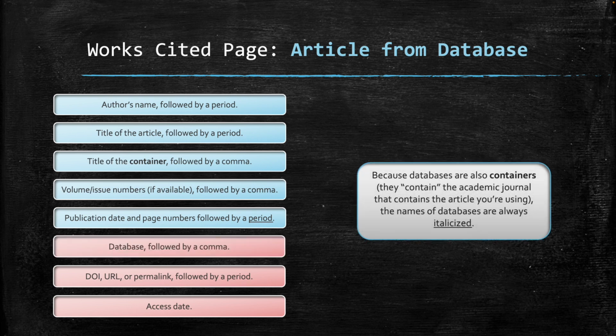Because databases are also containers, they contain the academic journal that contains the article you're using. Remember, the names of databases are always italicized. Just a little reminder there. You got two containers now. We have the first container, which was the periodical, and now we have the electronic container, which is the database. And again, they're separated from each other by the period after the page numbers from the original source.